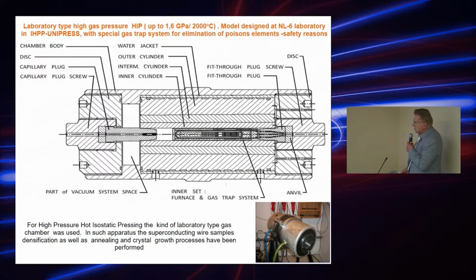In our apparatus, we use the cylinder type apparatus for the gas. A specific thing here is the furnace inside, which has a special gas trap system, which we use especially for poisonous materials, for mercury, thallium, arsenides, and we make the crystallization inside this chamber. And of course, we can anneal wire samples. If somebody would like to know more about this apparatus, we can discuss it later.